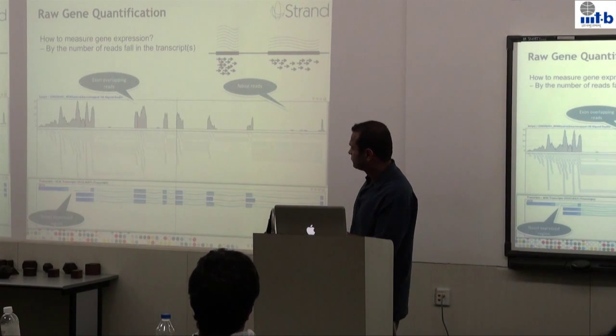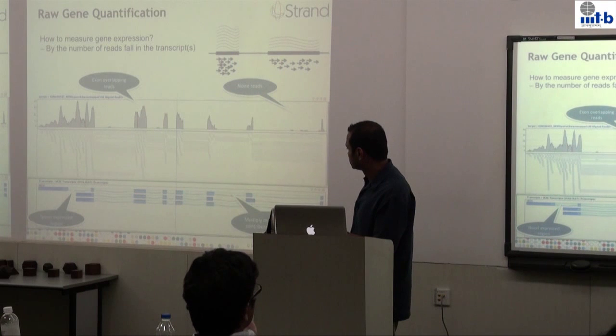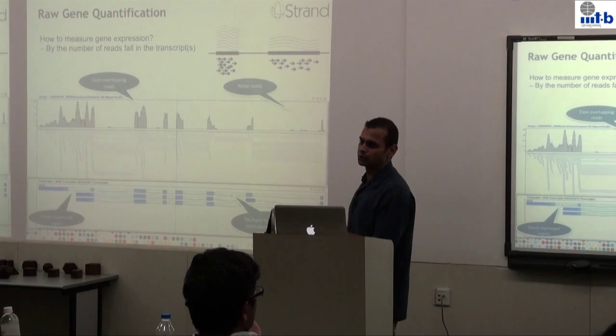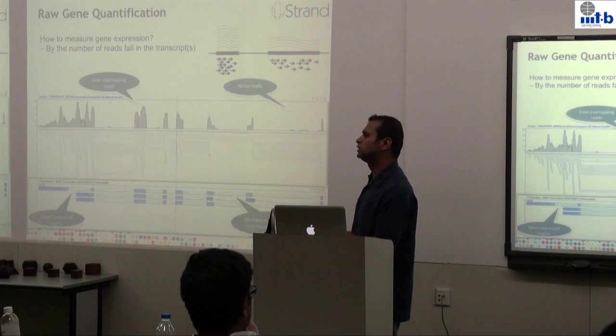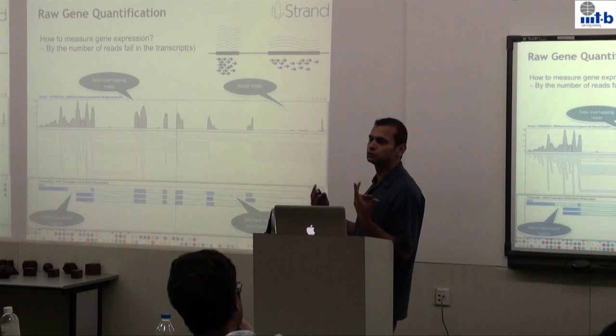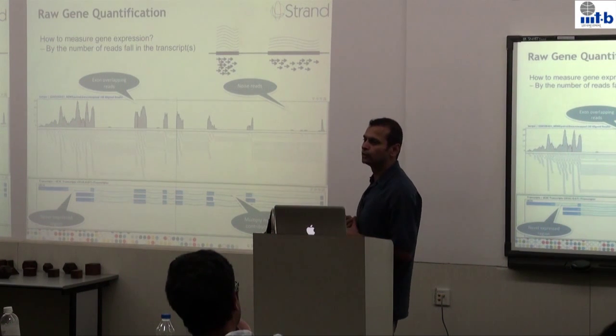So as I said, we are going to skip the novel part for today's thing. But then there are other issues: one read may map to multiple locations. Then how do you deal with that particular read? Many of the reads can map to 2 different genes or 2 different exons. How do you know where it's actually coming from?